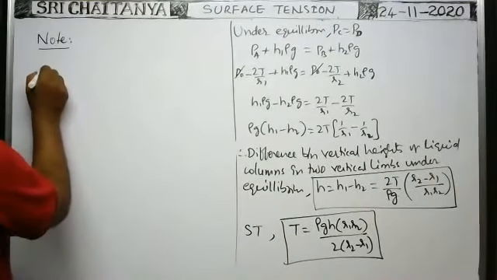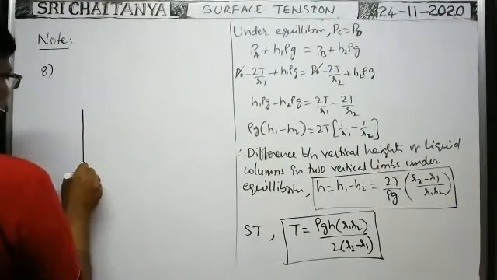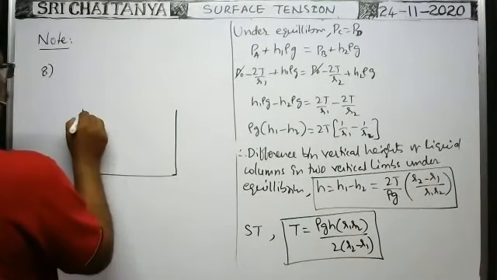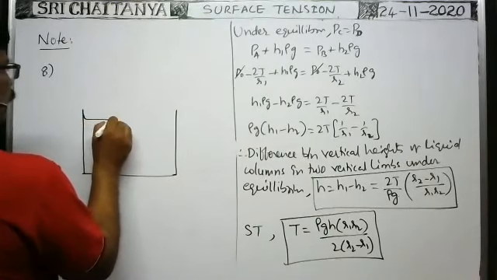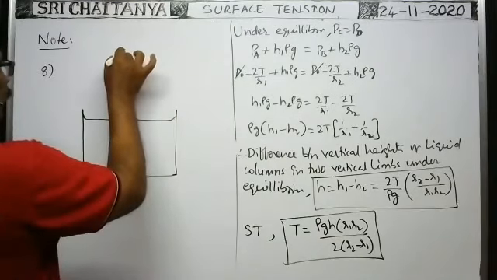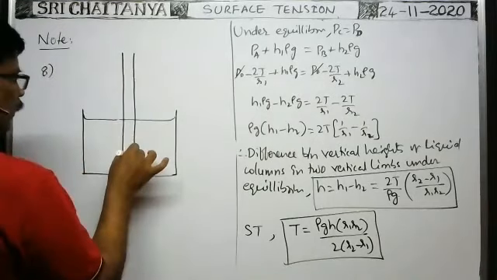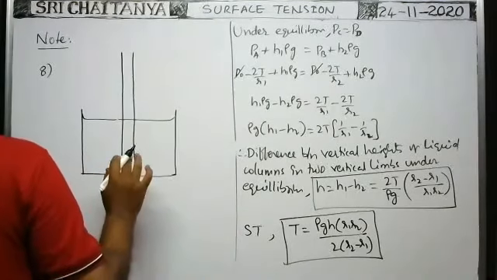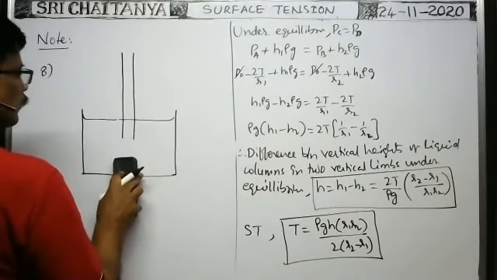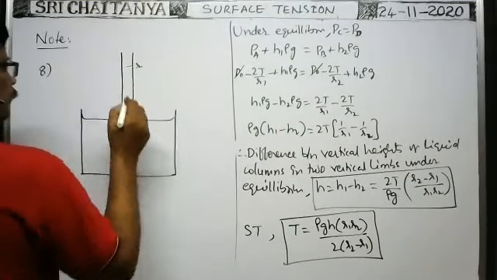Right. Next, the eighth one. Suppose in a beaker the liquid is taken up to a certain level, and a capillary tube is kept vertically so that a certain part of the length of the capillary tube is inside the liquid. The radius of the capillary tube is small.